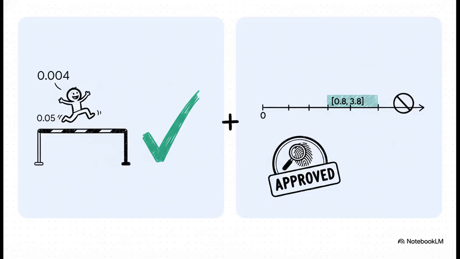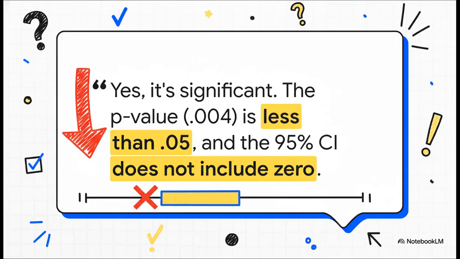This is the golden rule, you guys. If the confidence interval for a difference doesn't contain 0, the result is statistically significant. Simple as that. So here's the pro tip for your exam. Mention both pieces of evidence in your answer. This shows you really understand the why behind your conclusion.